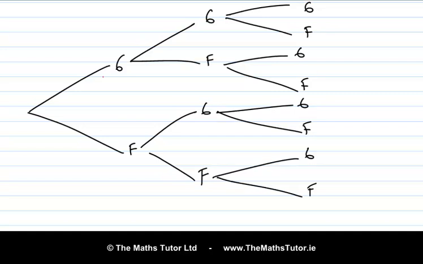Let's put in the probabilities at each stage as well. So the chance of getting a 6 on the first roll of the die is 1 over 6. Chance of failing is 5 over 6. 1 over 6, 5 over 6, and so on. Just fill the rest in now.